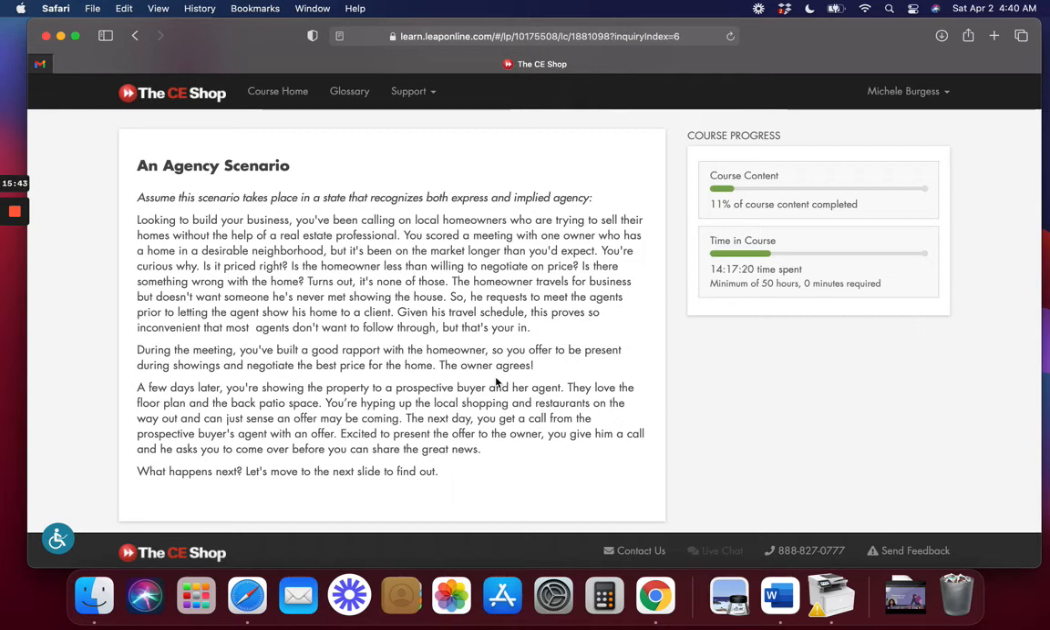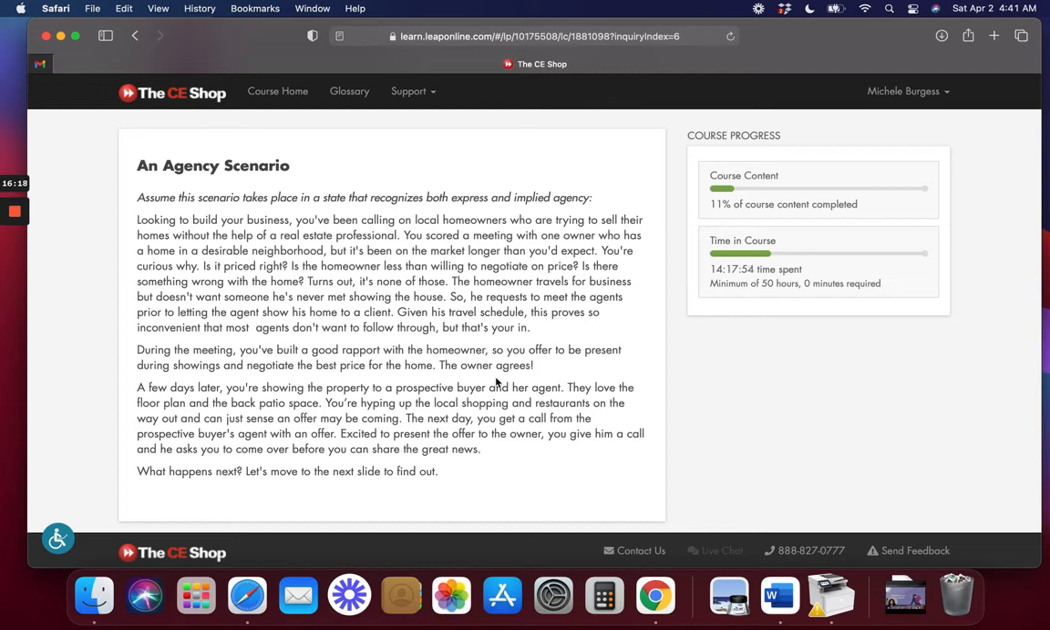Is it priced right? Is the homeowner willing to negotiate? The homeowner travels for business but doesn't want someone he's never met showing the house. So he requests to meet the agents prior to letting the agent show his home. During the meeting, you build a good rapport with the homeowner, so you offer to be present during showings and negotiate the best price. A few days later, you're showing the property to his prospective buyer and her agent. They love the floor plan, the back patio space. You're hyping up the local shopping and restaurants.